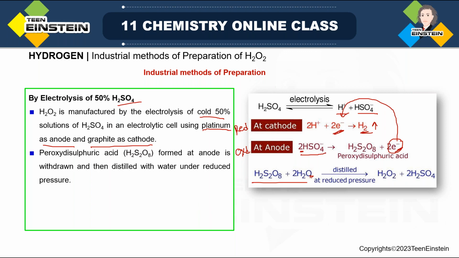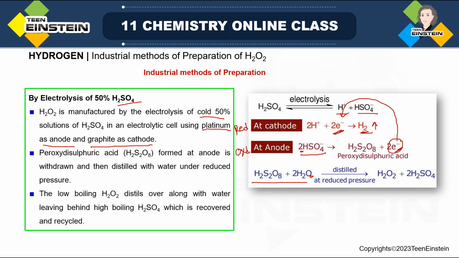So this peroxydisulfuric acid, H2S2O8, which is formed at anode, as you can see in this equation, is withdrawn, separated from the anode, and then distilled with water under reduced pressure. When it is undergoing the distillation, it will react with water and produce H2O2 and H2SO4. Now H2SO4, its boiling point is high; we'll also see its boiling point, melting point, all those properties. When you take this mixture of H2S2O8 and H2O in the distillation flask and heat it, they are already converted to two liquids: one is H2SO4, another one is H2O2.